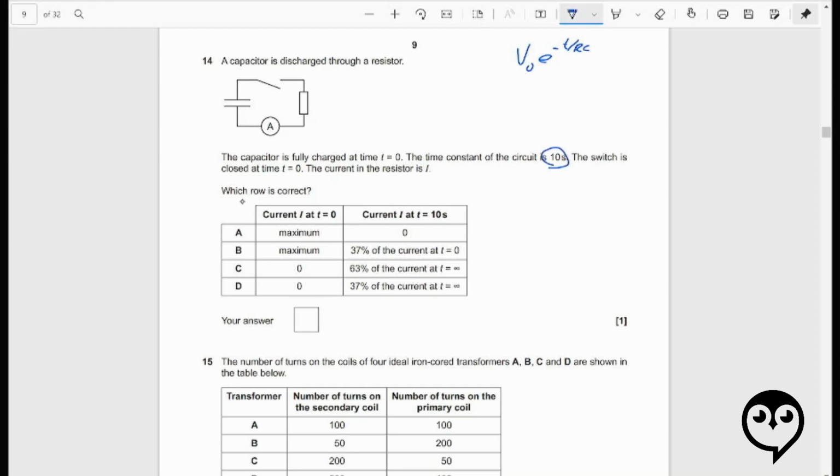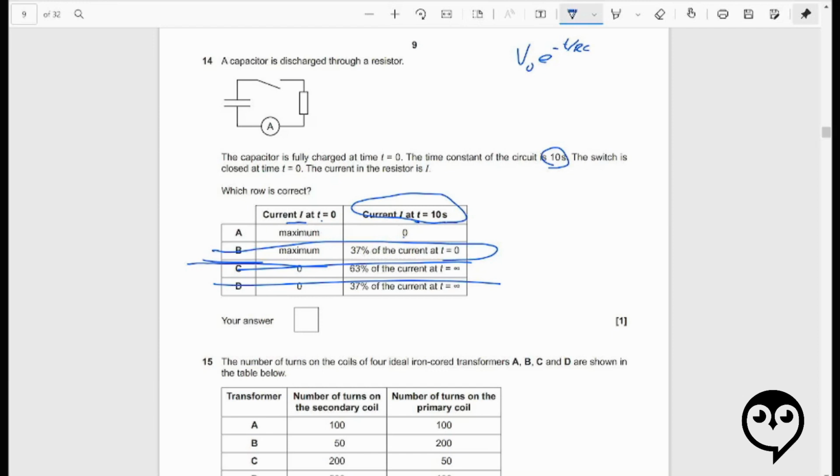What do we have here? What's happening with the current? At the beginning, when we close the switch, the current will be a maximum because it's discharging. So again, we rule out C and D. Are we going to have it all the way drained at one time constant? No. The time constant is the rate at which the charge is going to leave or enter the capacitor. And so I think we're going to have to go with B here.